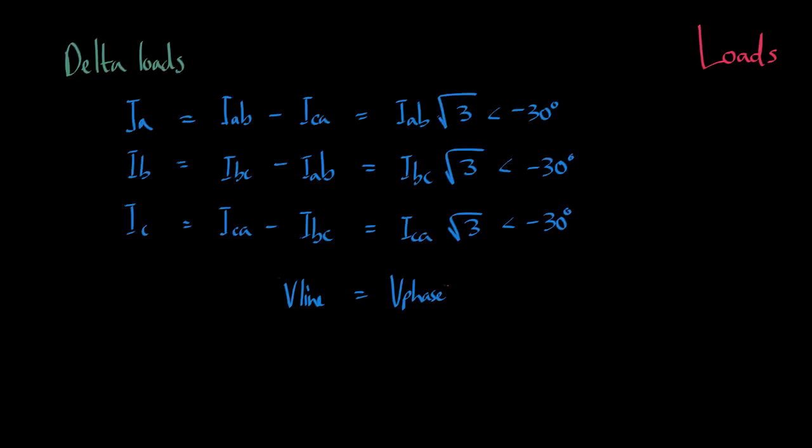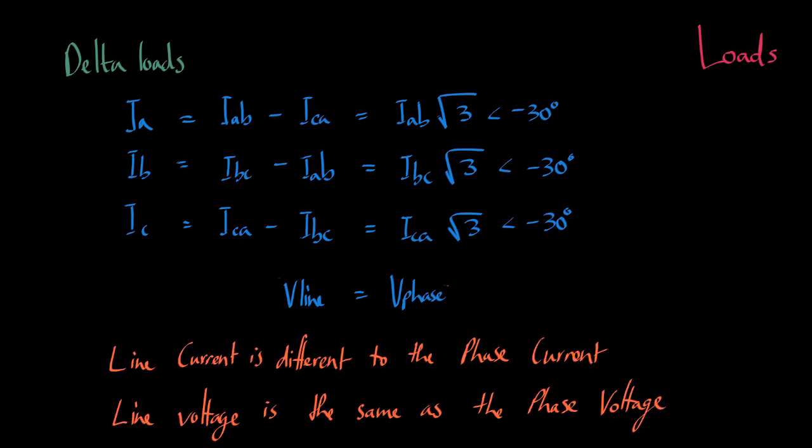For delta loads, here are the values of the current and voltage. In summary, the line current is different to the phase current, but the line voltage is the same as the phase voltage.